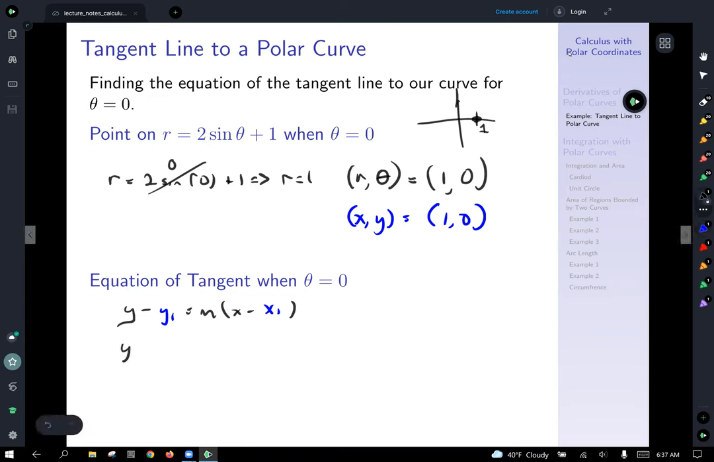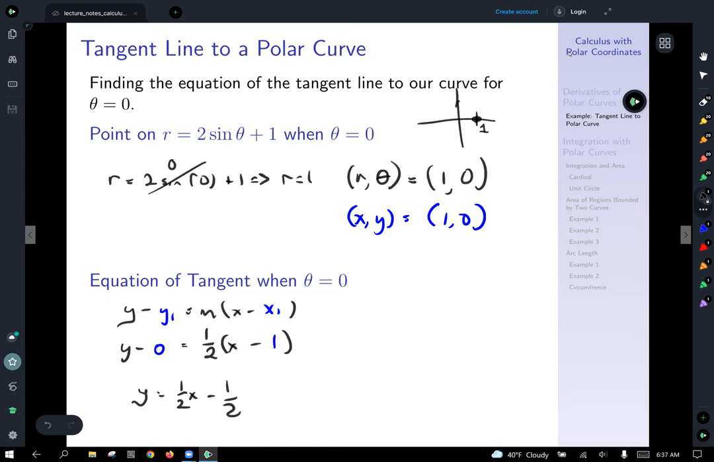So we're going to have y minus 0 is equal to our slope we calculated on the prior slide, which is 1/2, times x minus 1. And again, I'm emphasizing that those are the xy version. Algebra that into shape, and we see that y is equal to 1/2 x minus 1/2.